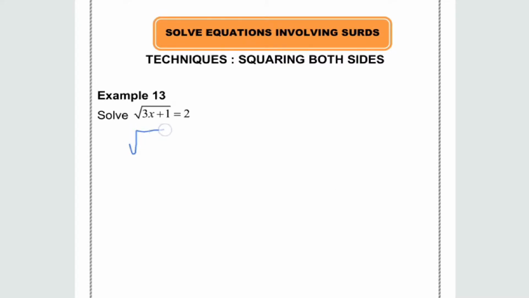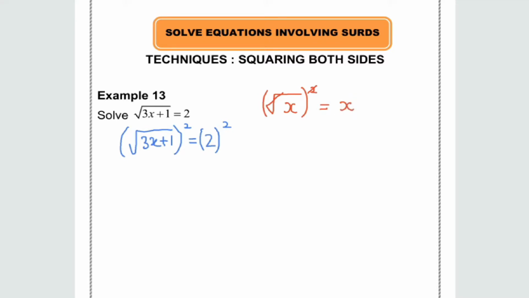As we can see from this question, √(3x + 1) = 2. We only have a square root on one side, the left hand side. So what we're going to do is square the left hand side and the right hand side. The important thing you need to know here is that if we have the square root of any number and then we square it, we can simply cancel out the square root and the square.